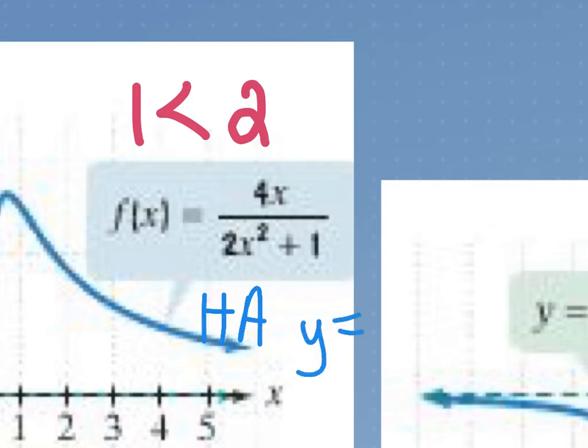So you need to compare the degrees of the numerator and the denominator. What is the highest exponent that you see in the numerator? 1. I literally will write down a 1. And then I look at the denominator, and now the highest degree is what? 2. So I literally write down the 2, and then I complete that statement. Is 1 less than, equal to, or greater than 2? Less than. So look at your little cheat sheet. What happens when the degree of the numerator is less than the denominator? What's your horizontal asymptote?